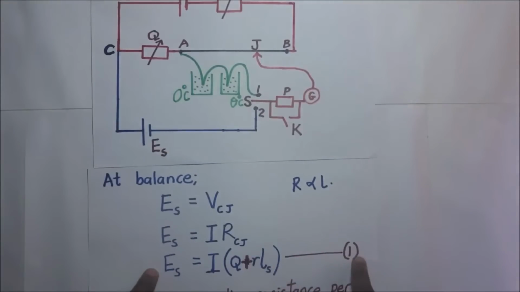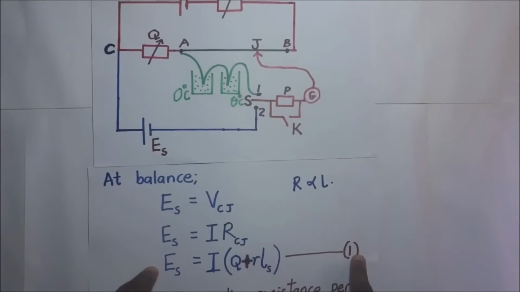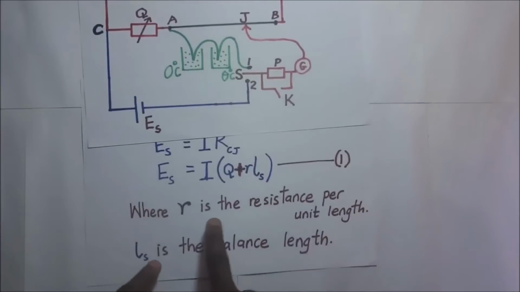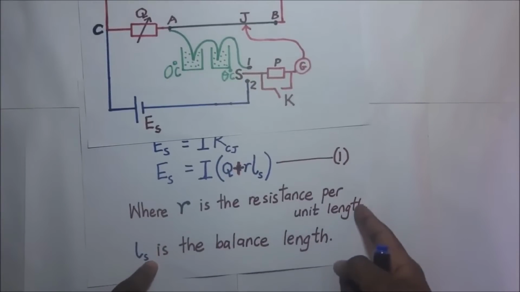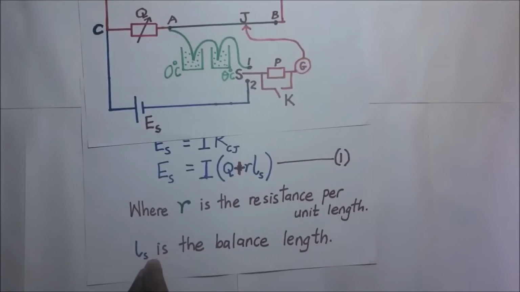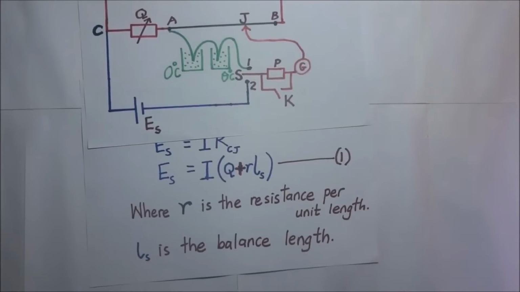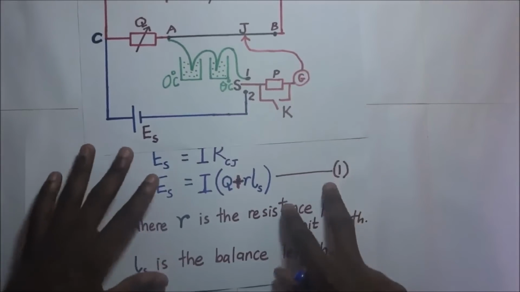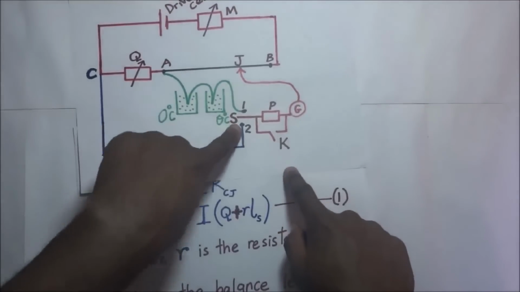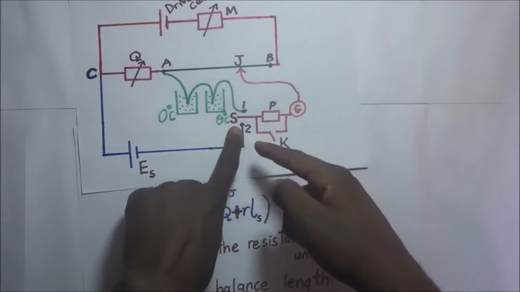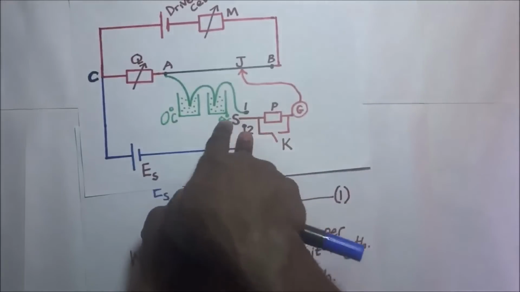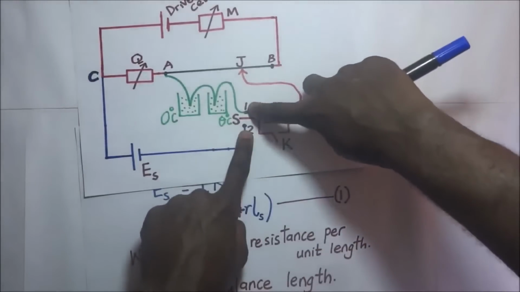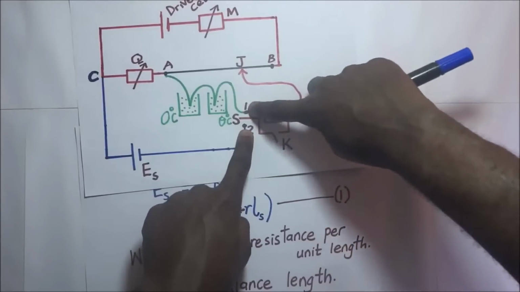So this is how we get our first equation, or our first expression. Again, R is the resistance per unit length, the length can be in centimeters, in meters or in other units, and L subscript S is the balance length. So this is what we get when we connect S to portion 2. Now we are going to repeat these procedures, but this time around we are going to connect S to portion 1, or to port 1.